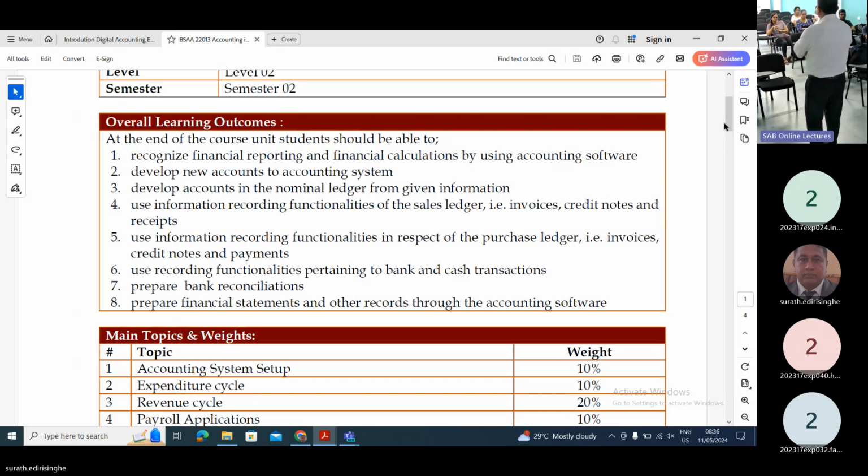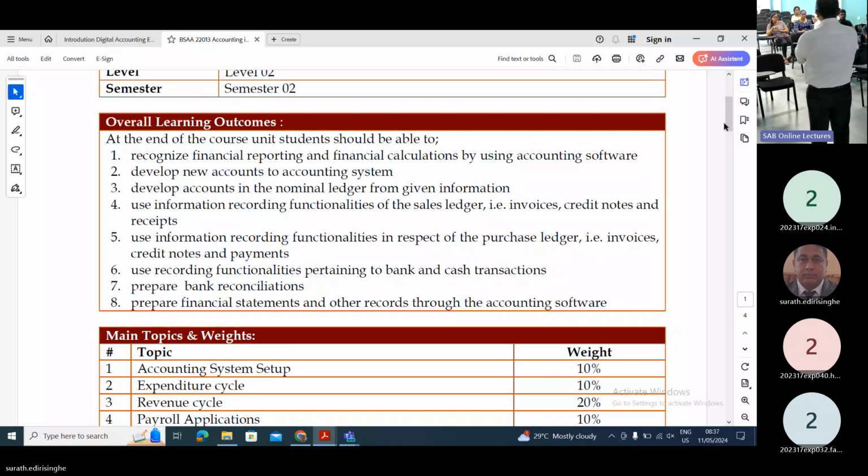Correct. What's your name? Farhan. Yes. Account receivable ledger. Account receivable ledger means debtor ledger. Debtor ledger. What else? Yes, correct. Stock ledger or inventory ledger.